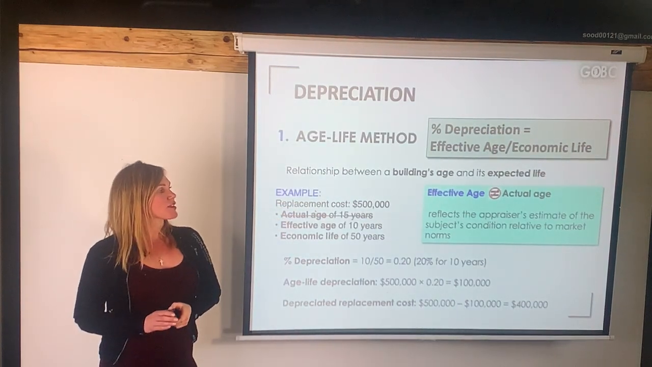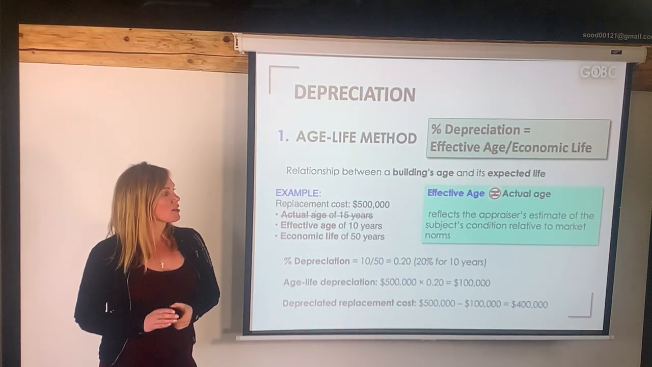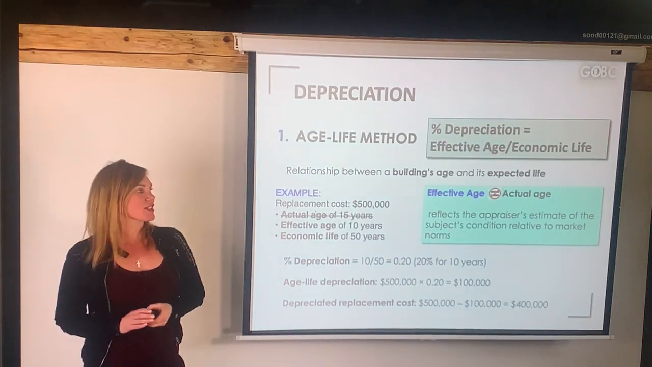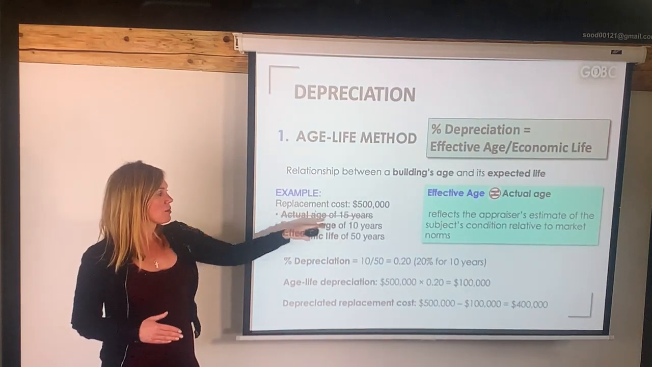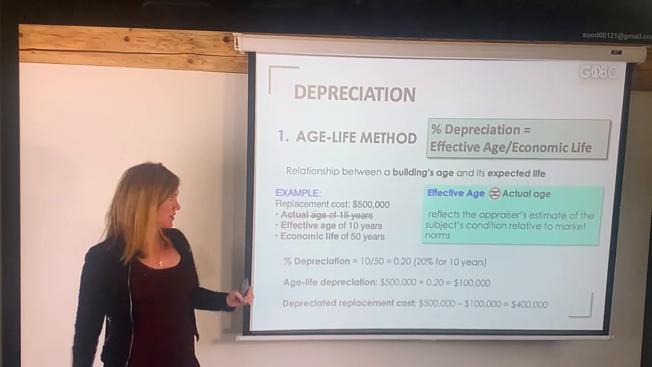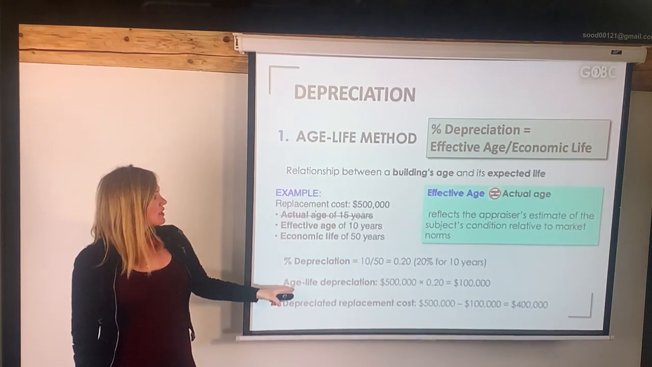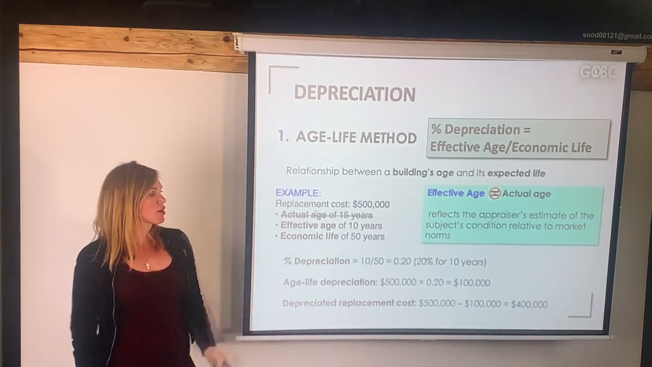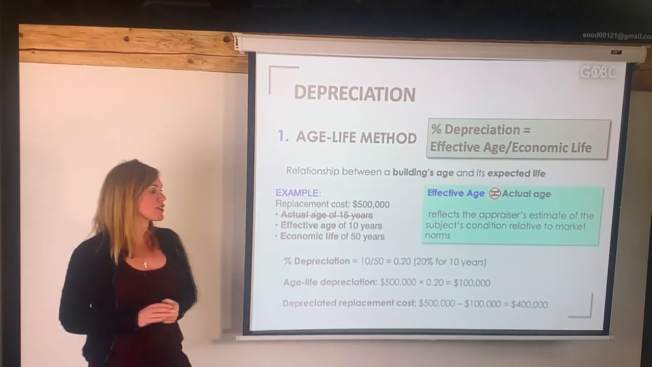It reflects the appraiser's estimate of the subject condition relative to market norms, right? So that's exactly what that is. So he estimates that, because of all the renovation, it's now 10 years old instead of 15. So then what you do, let's say the building is 500,000, right? You take 10 by 20%, so minus 100,000 depreciation. Now the building is only worth 400,000.